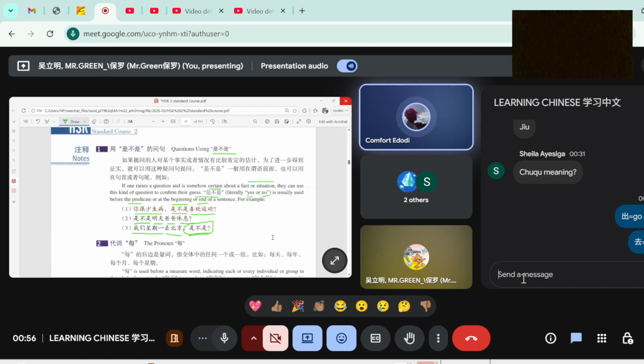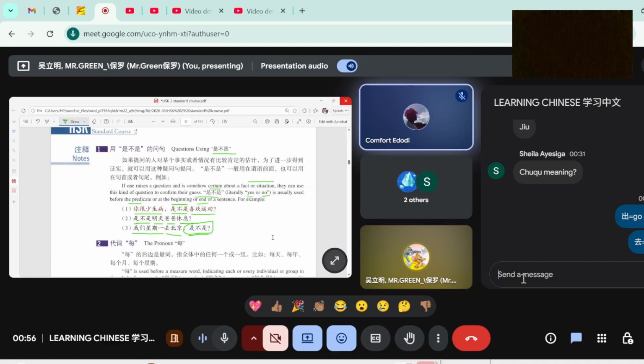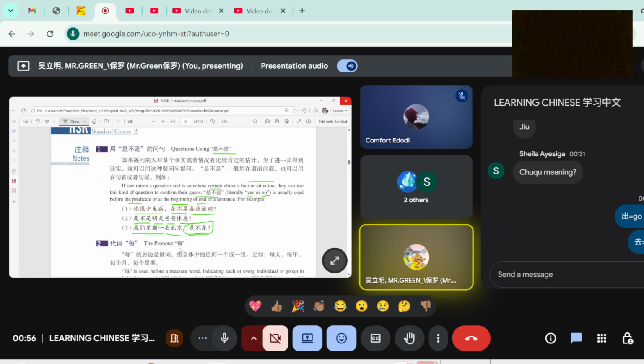Would you clarify about the "let's go, shibushi"? Is this one word or two different words? Let's go, but here it sounds like a single word. So you want to connect "let's go" with shibushi? Yes. So for let's go, you can say 走吧.